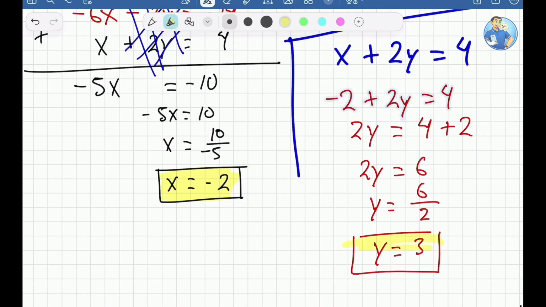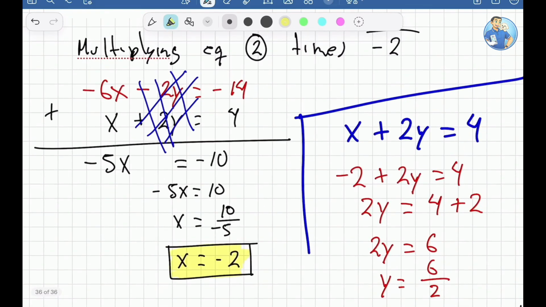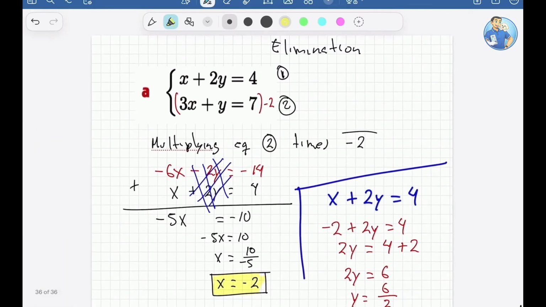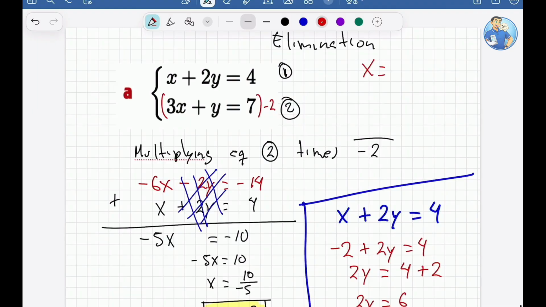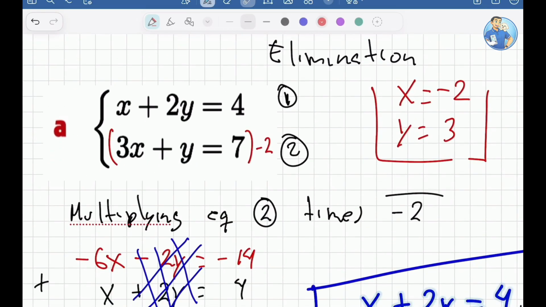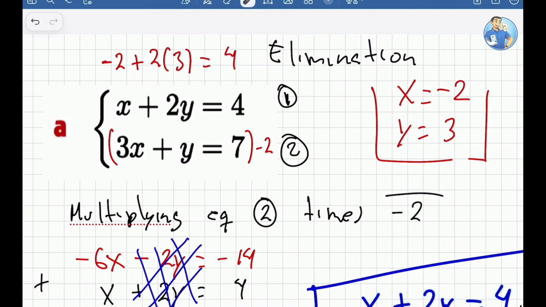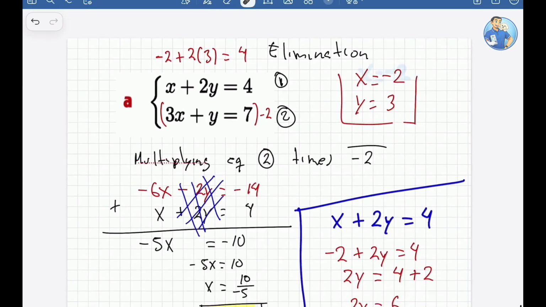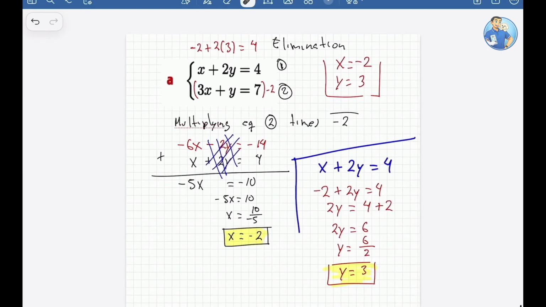So y equals 3. And you can verify again if x is minus 2 and y equals 3. Let's use the first one. For example, this is minus 2 plus 2 times 3, this has to be 4. We can check. This is 6, so it's like 6 minus 2, 4. And that's it. This means that these solutions are correct. And this is the elimination method.